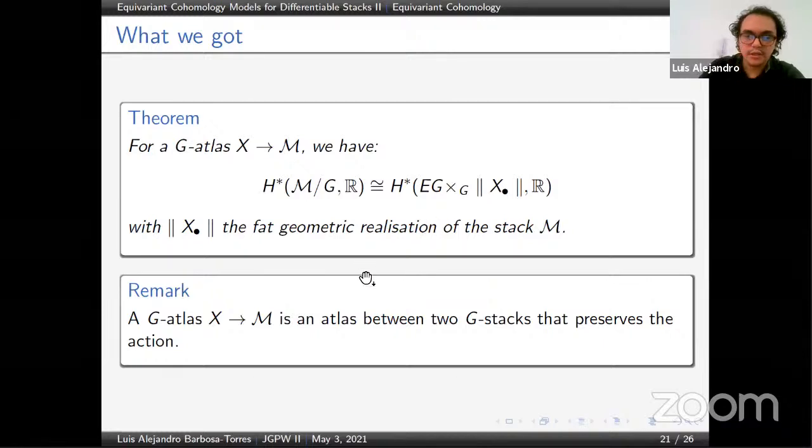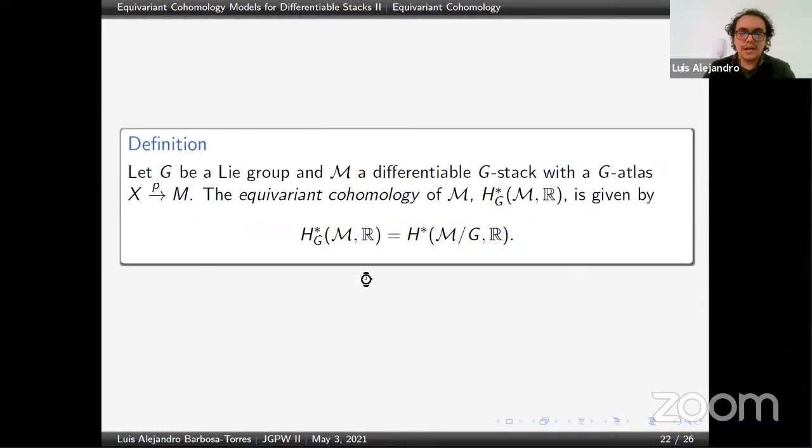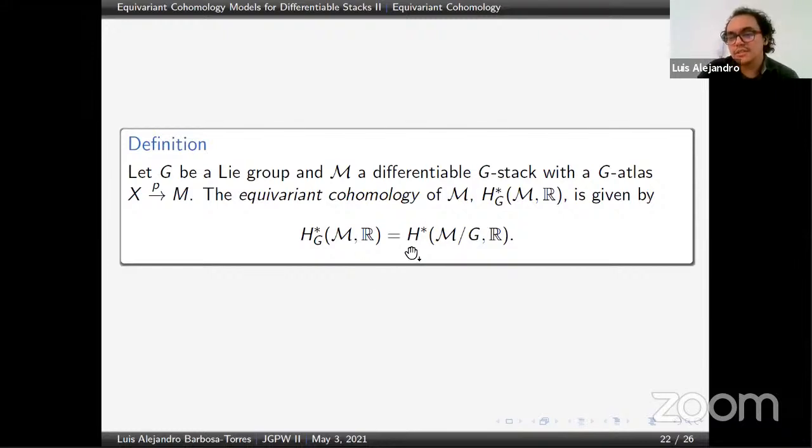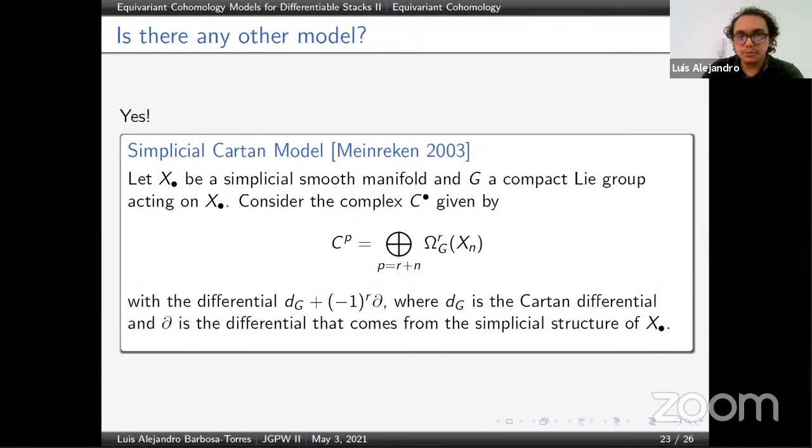So in this way, we define the equivariant cohomology as the cohomology of the quotient stack. That's something that is nice because it looks more or less like the idea of trying to find a cohomology for the quotient space, no? At the beginning. There are more models. Yes, there are more models. This was given by a simplicial smooth manifold.